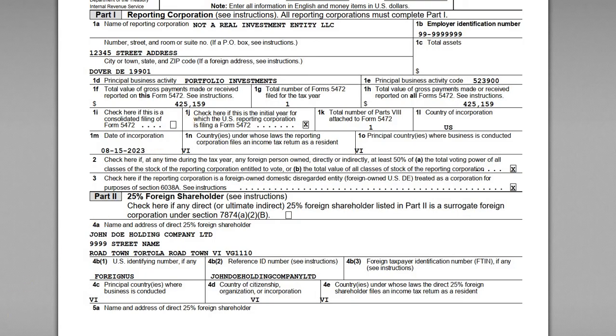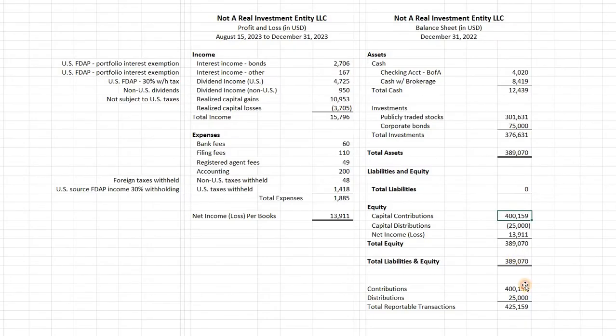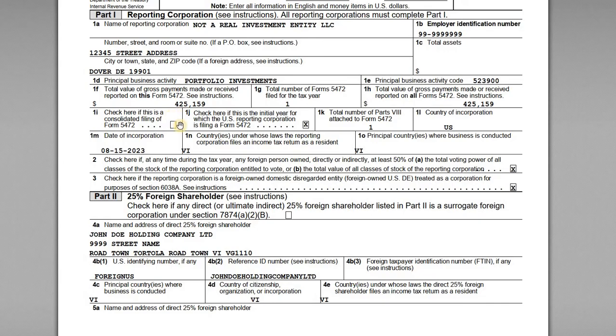So the reportable transactions, if you recall, we had $400,159 of contribution, so money put into the company by the foreign owner, and then a $25,000 draw as a distribution. So the total reportable transactions is $425,159. So that's what we're going to be reporting here, and we only have one 5472, so that total is the same. 1J, it is an initial year return.